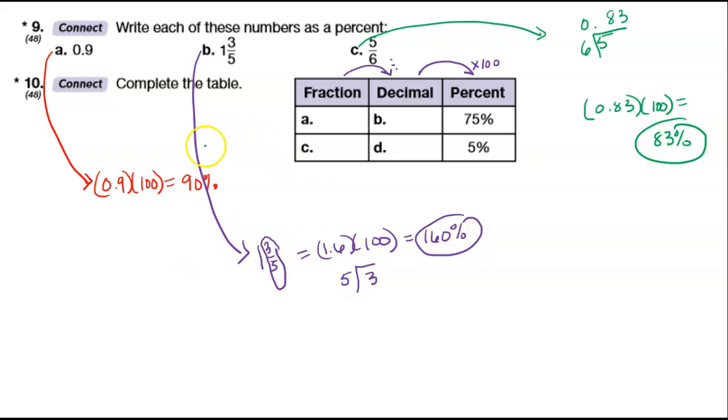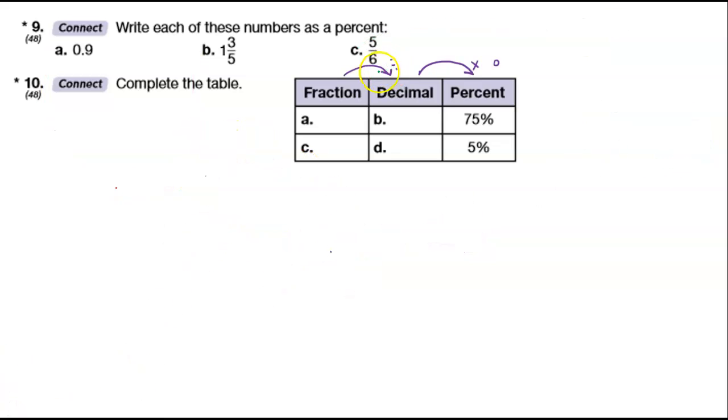All right, I'm going to erase all that so that I can do 10. Whenever I see a fraction, decimal, percent table, I always write the rules. So let me erase whatever is happening here and write my rules down. To go from a fraction to a decimal, I divide, and from a decimal to a percent, I multiply by 100. Percent to decimal, divide by 100. Decimal to fraction, place value. All right, now that I have all that together, let's see.